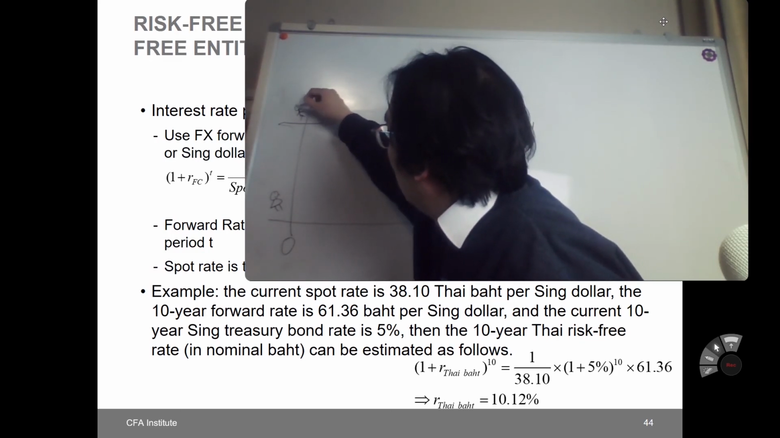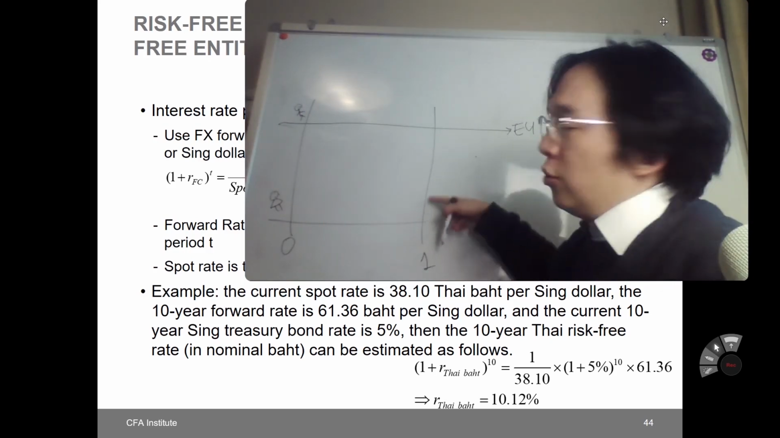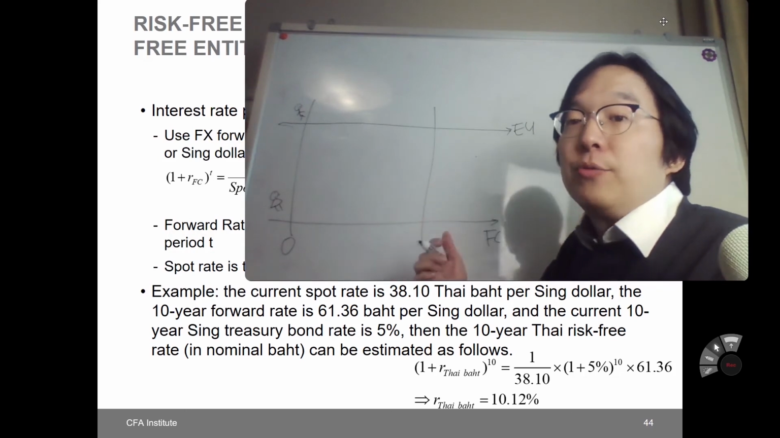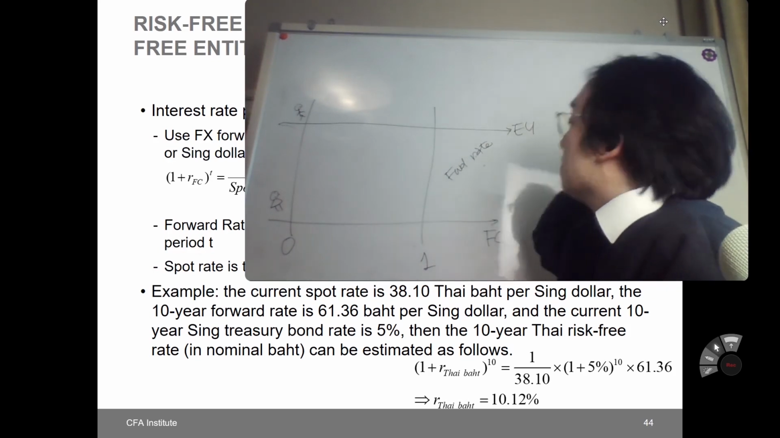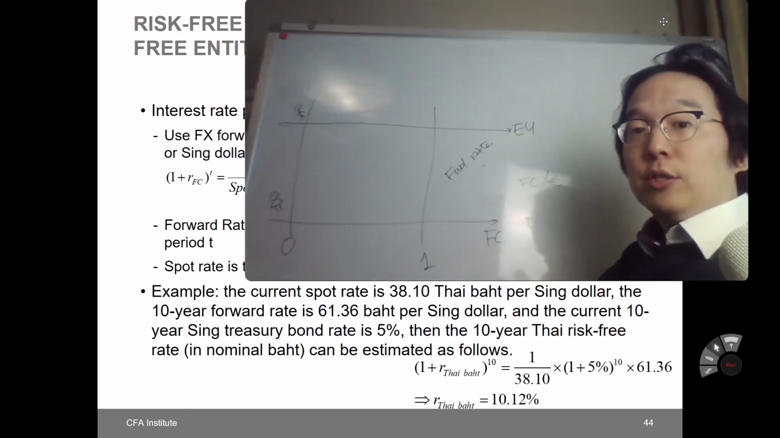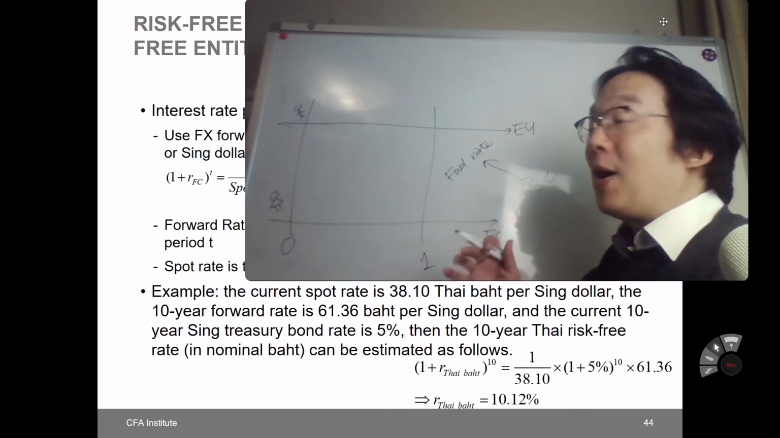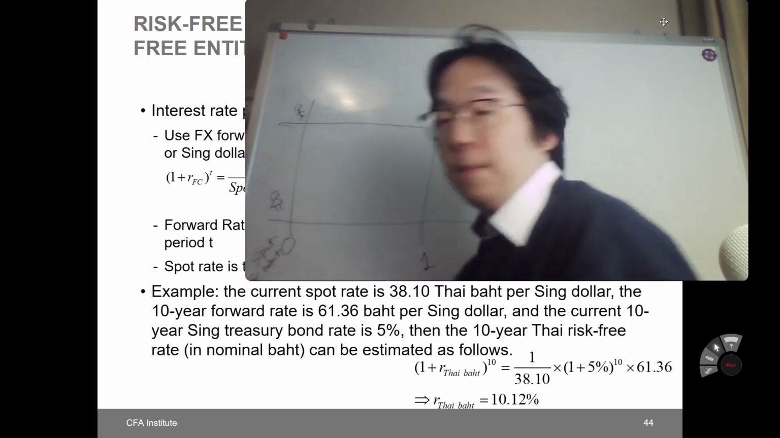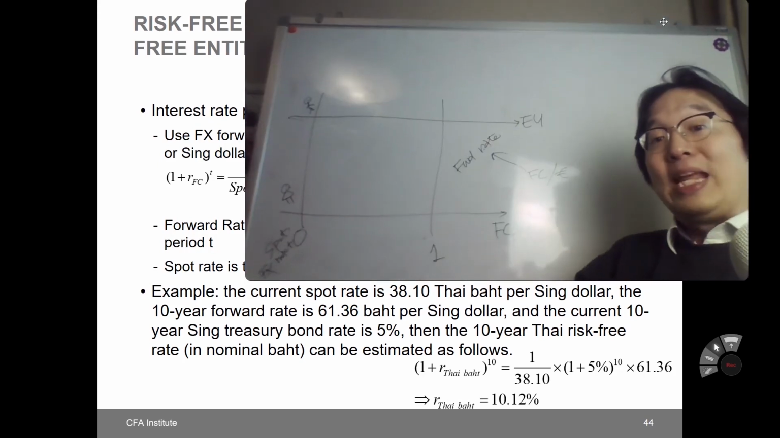You promise each other that in 1 year later you will convert your currency into euro or vice versa at the forward rate, the promised rate. For a certain dollar, a certain euro, how much of a foreign currency you will convert. So forward rate like this. And the spot exchange rate is also there, the spot FX market. Can you see it? Spot FX market.